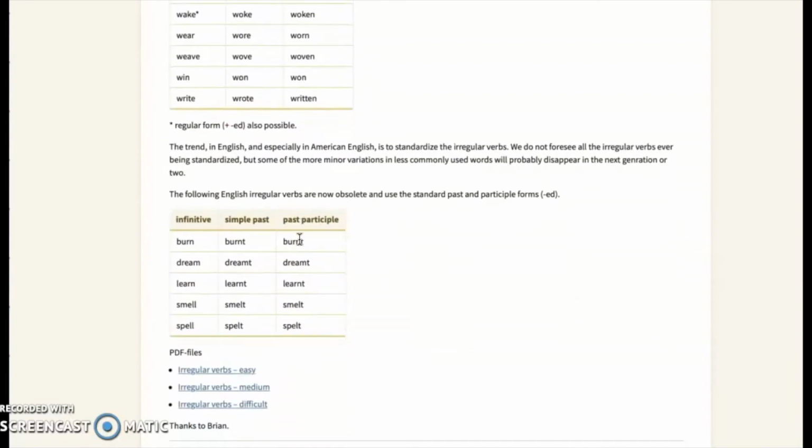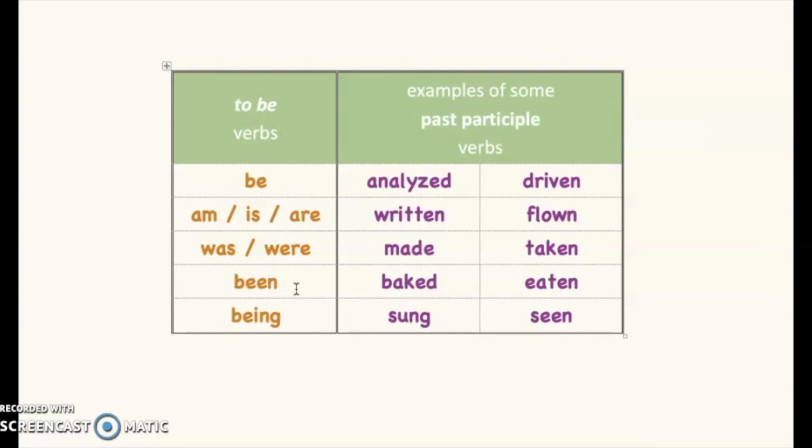If it's an irregular verb, it might end a little differently. So that's how you'll recognize that the verb is passive, because we have the to be form first, and then we have the past participle form after.